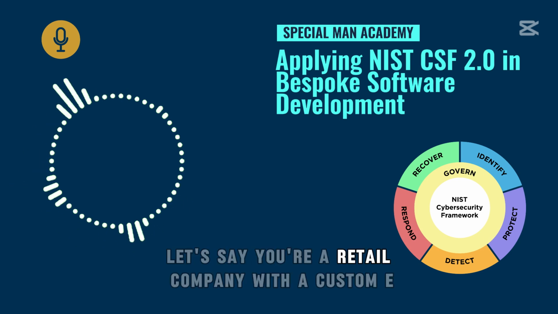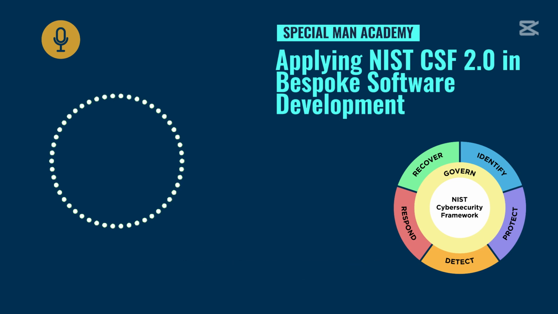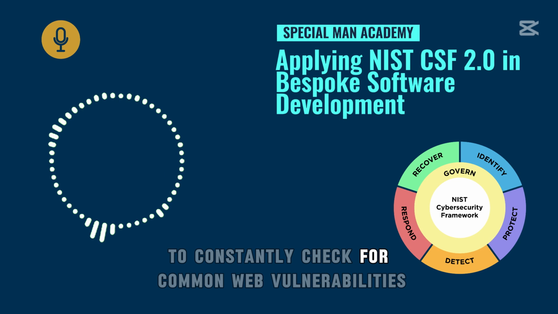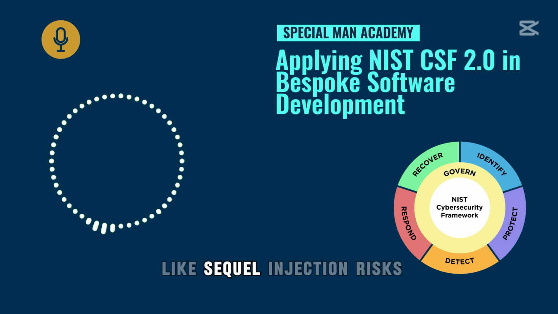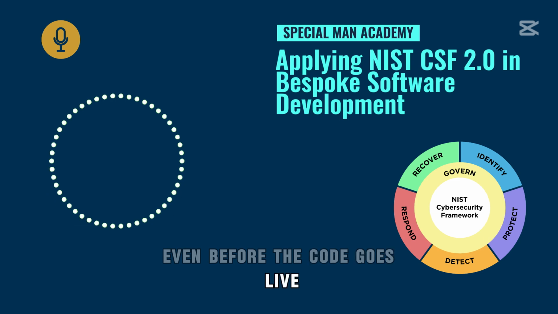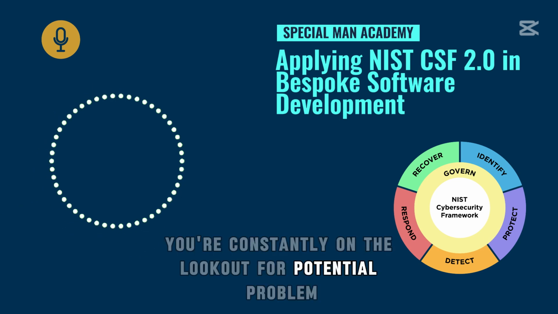So let's say you're a retail company with a custom e-commerce platform. You might use automated scanners in your DevOps pipeline to constantly check for common web vulnerabilities like SQL injection risks. And you'd be doing this continuously, even before the code goes live. So you're constantly on the lookout for potential problems.